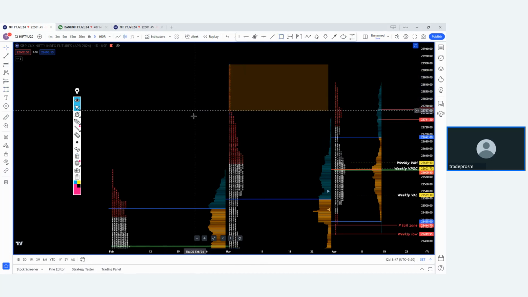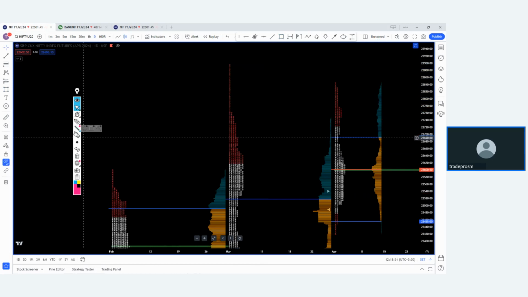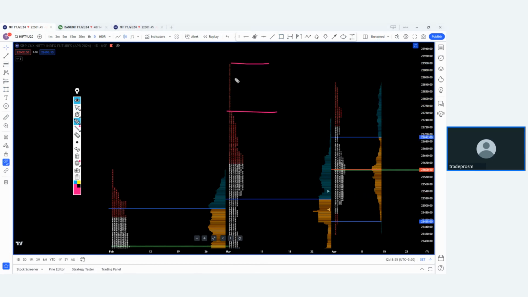Okay, I already marked that. So I just hide all these levels. Okay, so this is your selling tail. That means price went over there, and due to some reasons, we saw a quick rejection from that particular zone. You can see that the volume profile doesn't show anything over there because there was no volume traded over there.